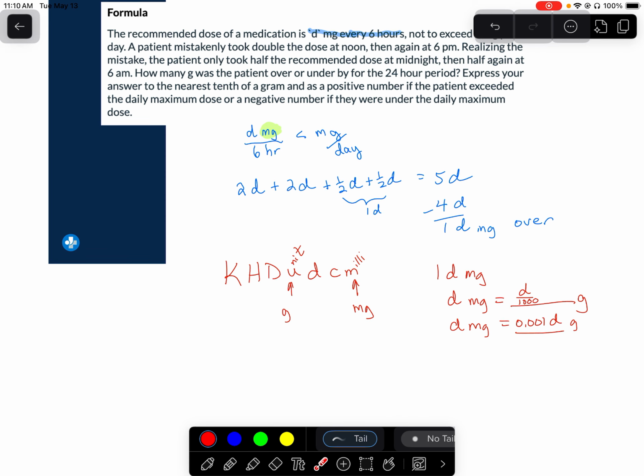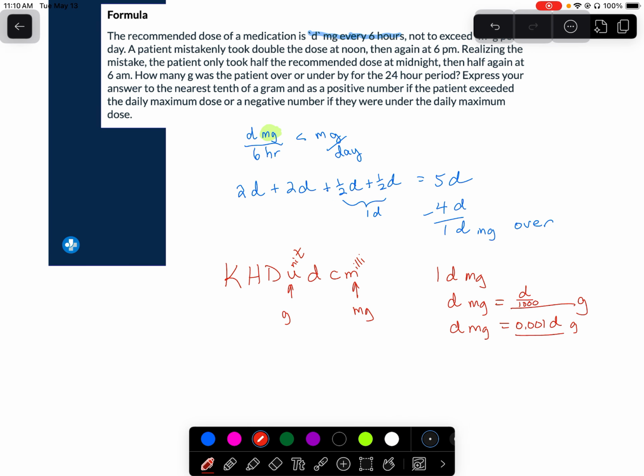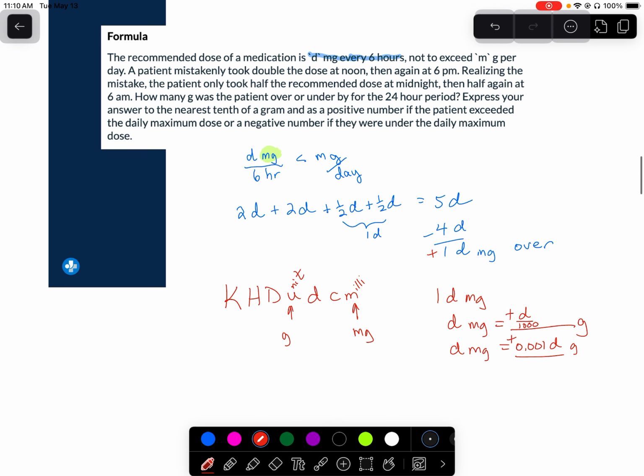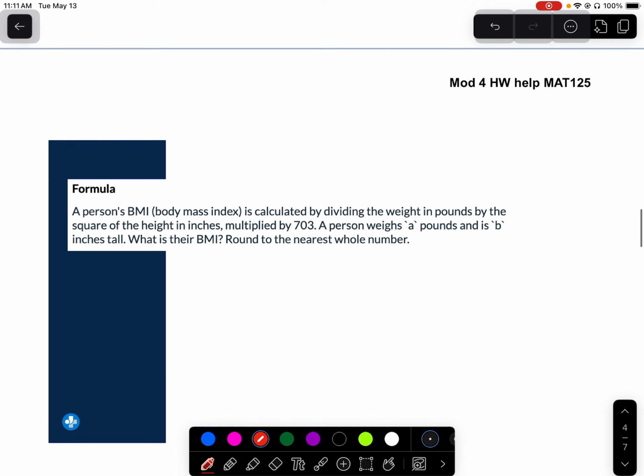Okay, so it would be a positive number because they are over. If they are under, you would put a negative. So now let's make sure we've answered everything they want. It says, express your answer to the nearest tenth of a gram and as a positive number if the patient exceeded the daily maximum dose, which they did, or a negative number. So they did not. They were 1 over, and so they're over, make it positive. So I thought those were really kind of just difficult problems to kind of wrap your head around. So I definitely wanted you to see that.